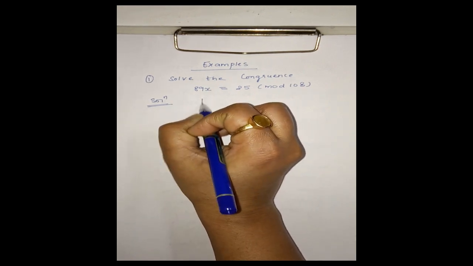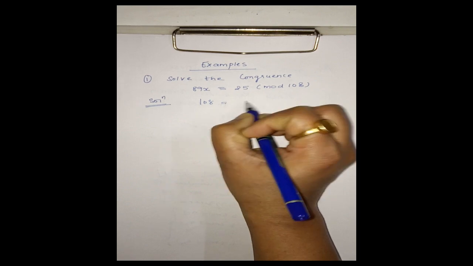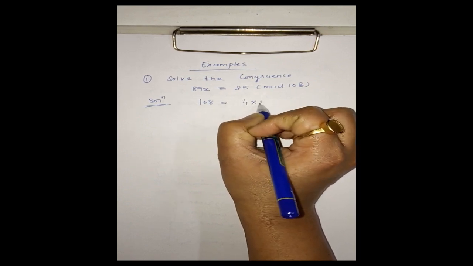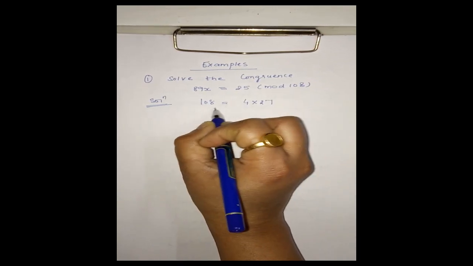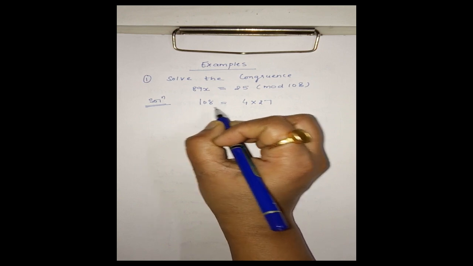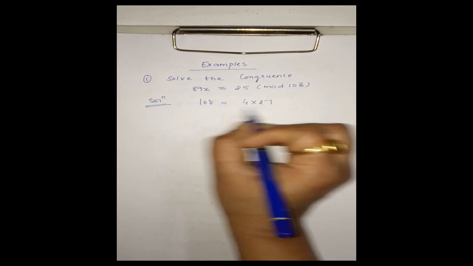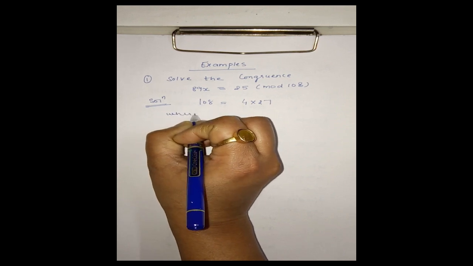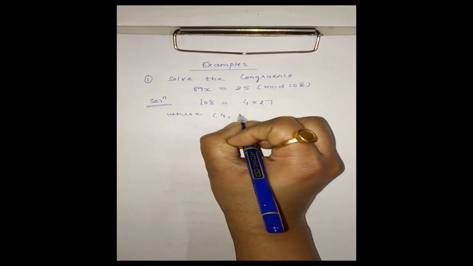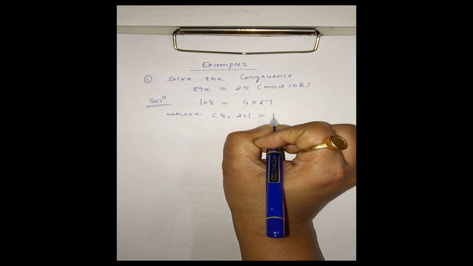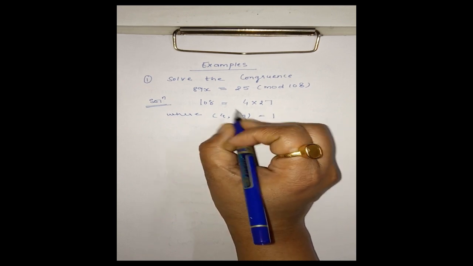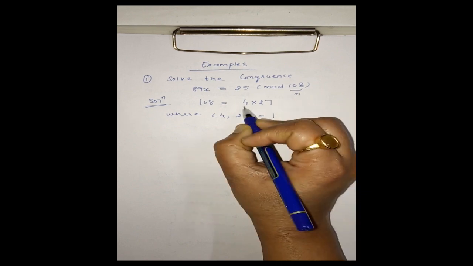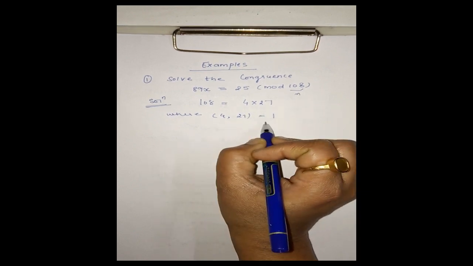First, solve the congruence 89x is congruent to 25 modulo 108. Now 108 can be written as 4 into 27. 108 is not a prime number, but 108 can be written as 4 into 27 where GCD of 4 and 27 is 1, means they are relatively prime integers. Now this n is written as a product of two relatively prime integers.